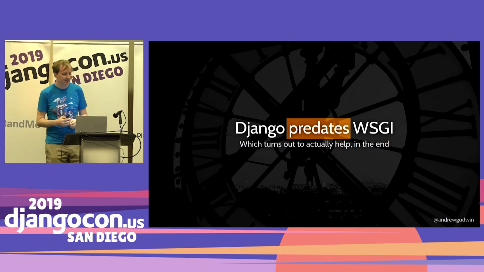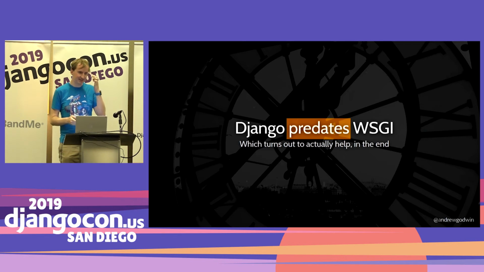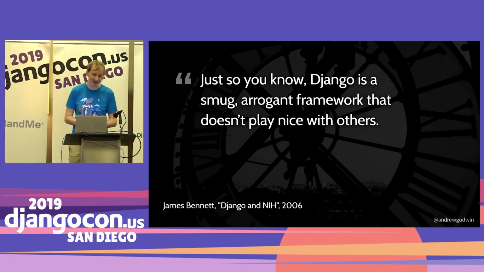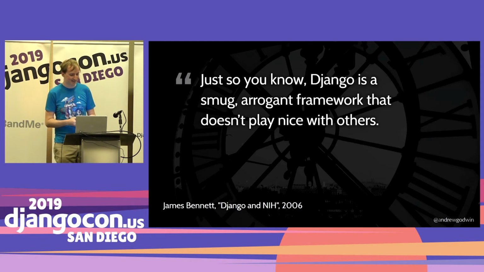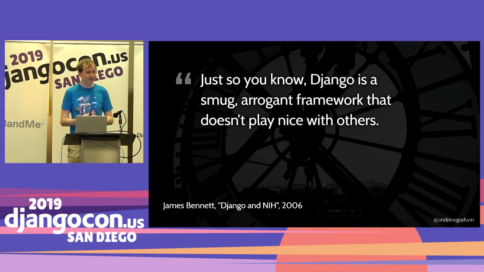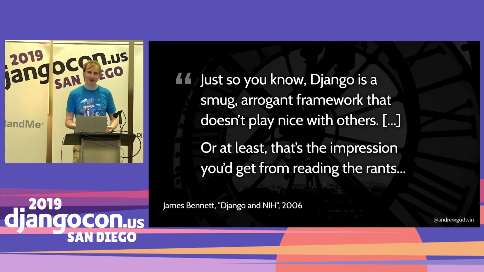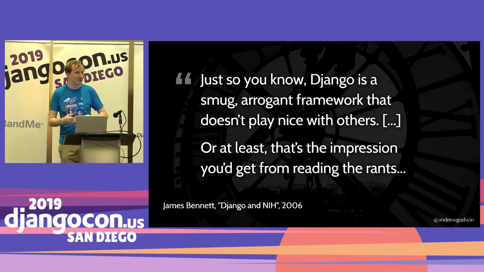And one of my favorite examples of the almost weird furore around this back then, historical note, people thought Django was a bit full of itself. This is one favorite quote from our very own James Bennett in a 2006 blog post called Django and NIH. As he says, just so you know, Django is a smug, arrogant framework that doesn't play nice with others. Or at least that's the impression you'd get from reading the rants. I want to bring this up because there was a time when WSGI was in its own way controversial, right?